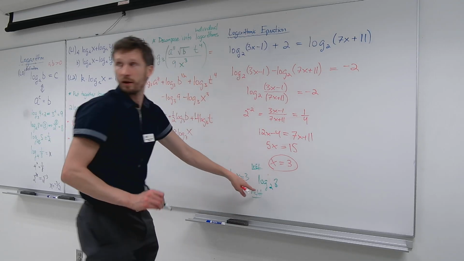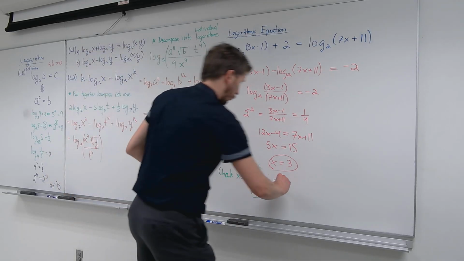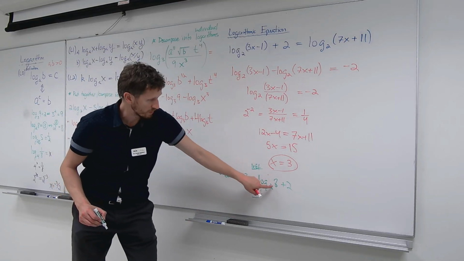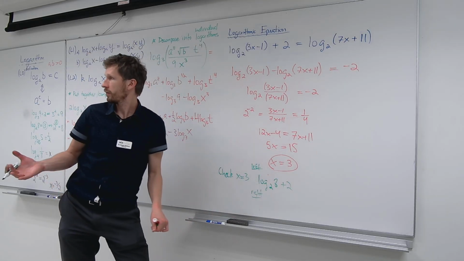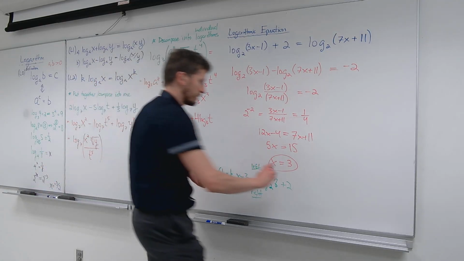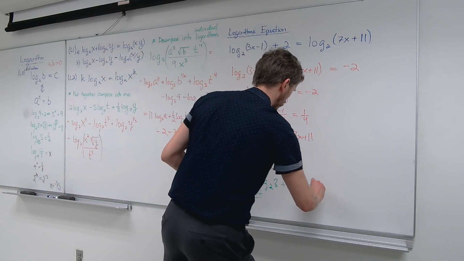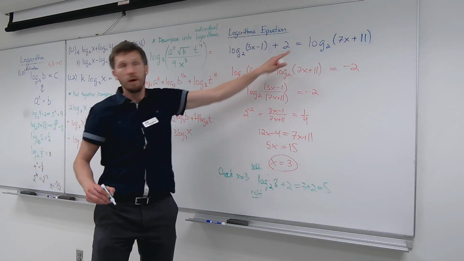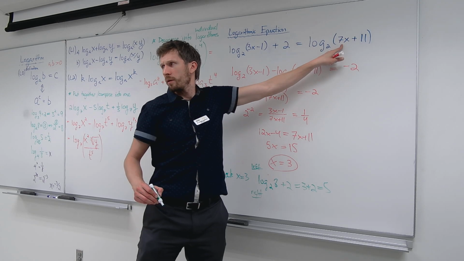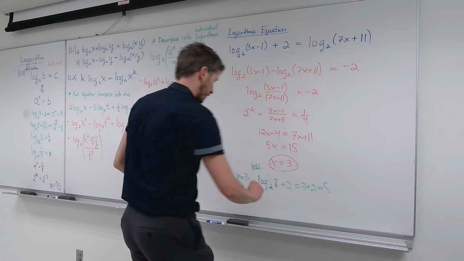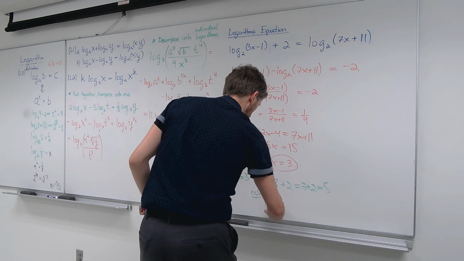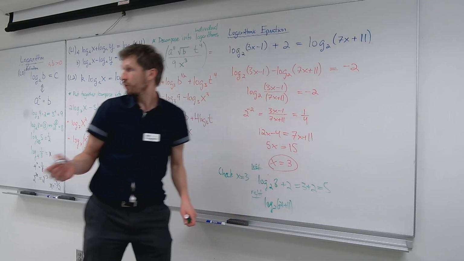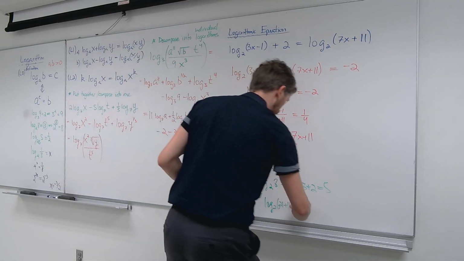So on the left side, log base 2 of 8 plus 2. What's log base 2 of 8? 2 to the what power is 8? 3, right? 2 cubed is 8. So it's 3 plus 2. You have 5 on the left side. 3 plus 2 is 5. Plug in 3 here. What's 3 times 7? What's 21 plus 11? 32. Okay, log base 2 of 32.